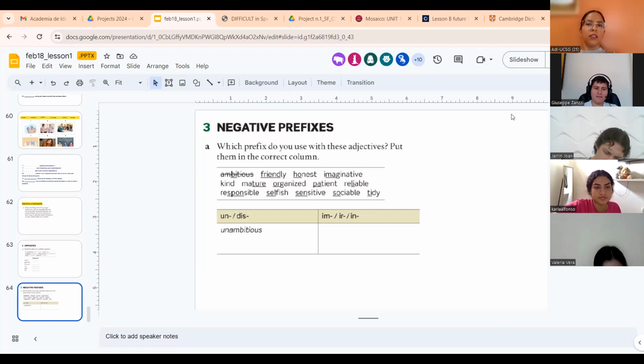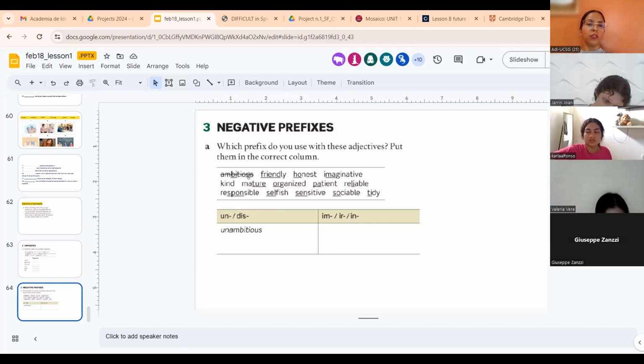It's like as you study in Spanish, we have suffixes and prefixes. Prefixes are words that we put at the beginning of the word to make a new word, all right? All of them are negative: un, dis, in, im, and ir. So you're gonna search for the prefix that corresponds with these words.